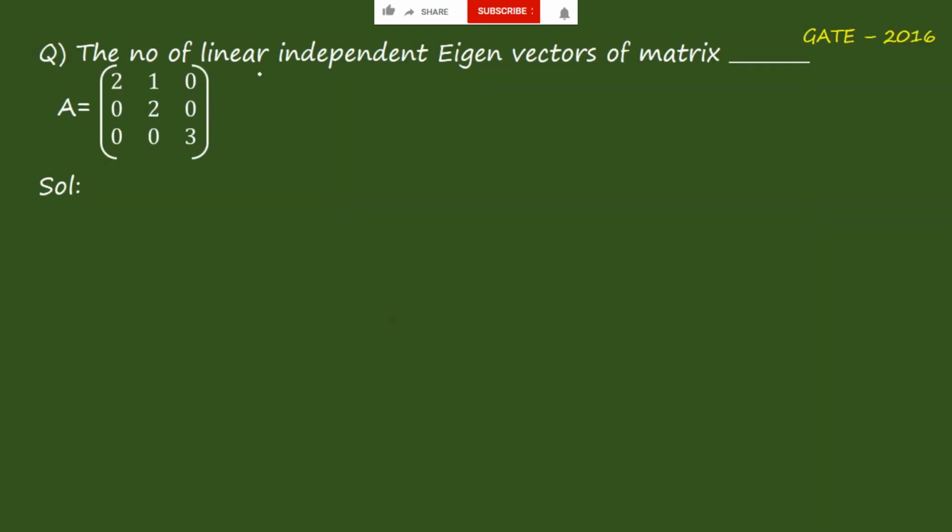The question is number of linear independent eigenvectors of a matrix. And A matrix is given here. Now you have to find the number of linear independent eigenvectors. For that one, you have to first know the eigenvalues, right?